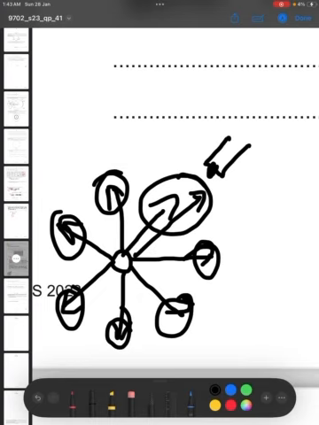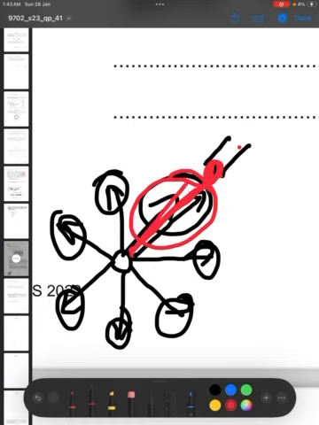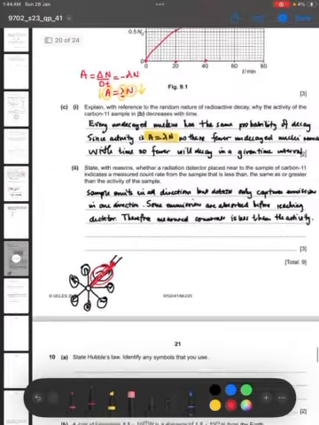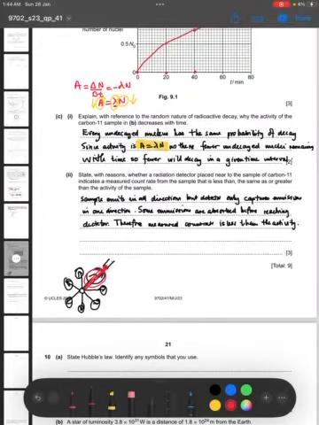That's point number one. Point number two is that even among the ones going towards the detector, remember that they are moving through air, and as they move through air, some of them will be absorbed by air. Their energy will be diminished, meaning that the ones actually detected, despite moving towards the detector, are going to be fewer. So that's why we wrote this answer: the sample emits in all directions, but the detector only captures emission in one direction. Some emission is absorbed before reaching the detector. Therefore, the measured count rate is less than the activity. Thank you.